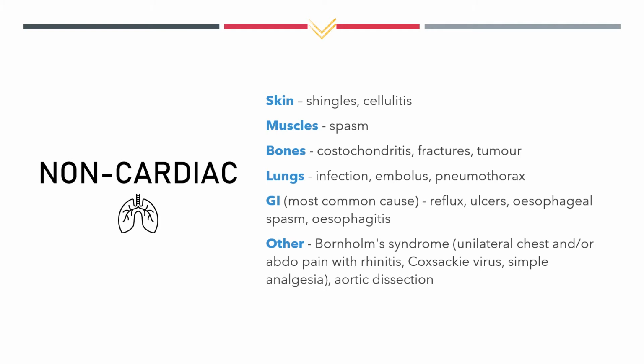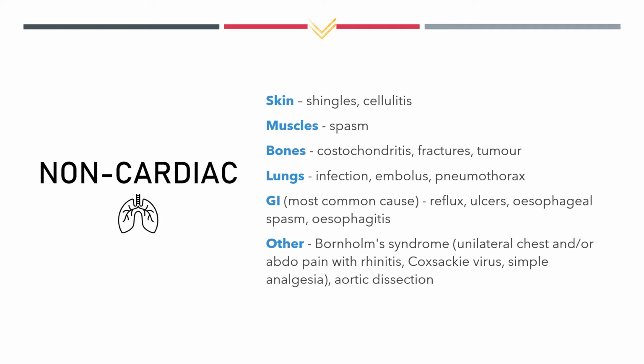Beneath the skin, you've got your muscles. So think about spasm. Underneath the muscles, we have the bones with costochondritis and fractures and tumours. Out of these, costochondritis is probably the most common cause of chest pain coming from the bones that we see. Now, inside the rib cage itself, we've got the lungs, so infection, emboli, and pneumothorax are common causes.